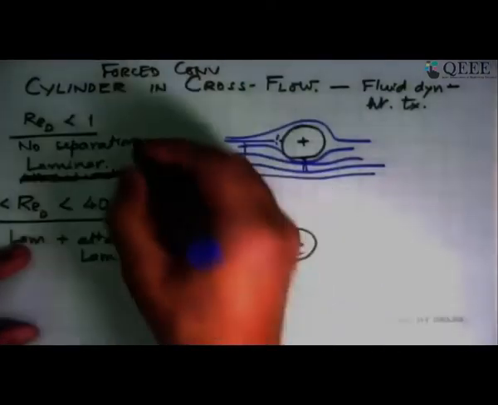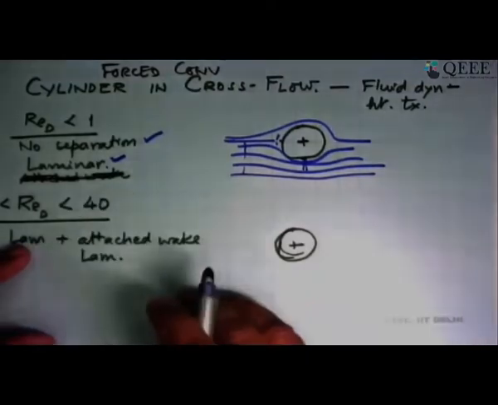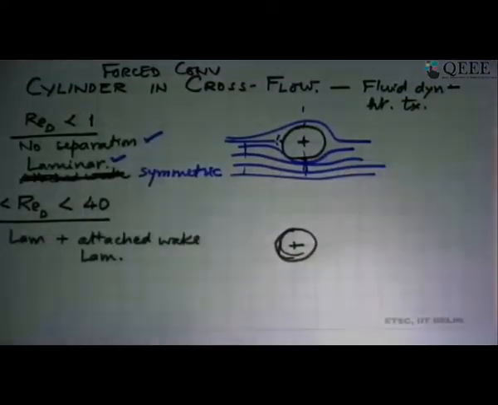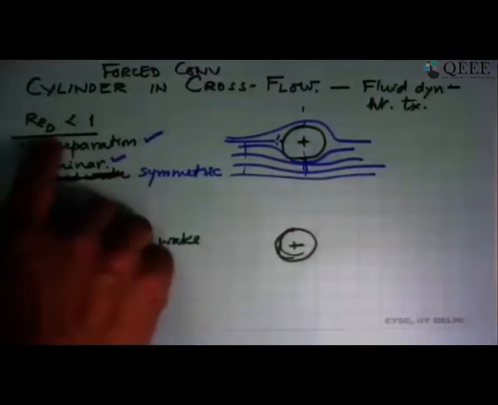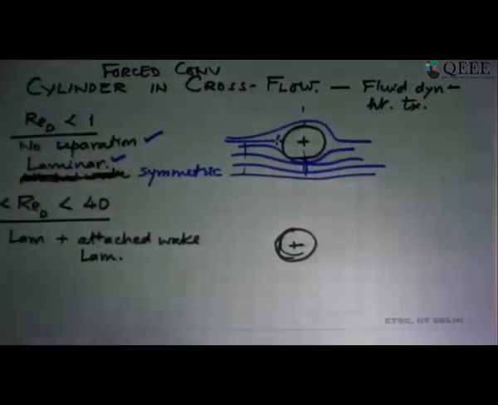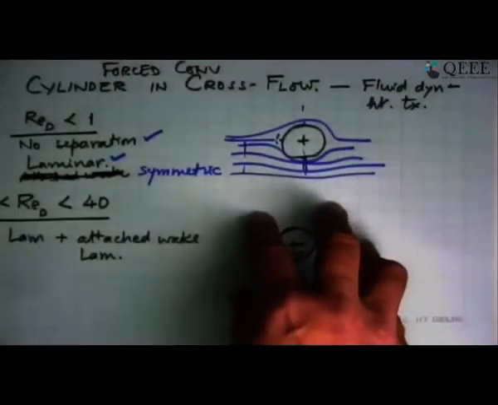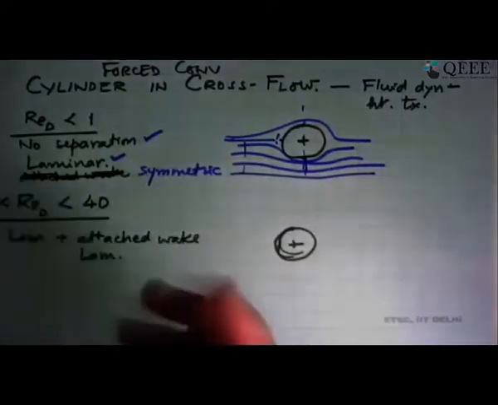So this flow has no separation and it is completely laminar. And across this it is symmetric. So that is one regime, Reynolds number less than 1. And I'm showing different regimes to show what the flow is. And based on these regimes, we have a different type of correlation for every one of them.